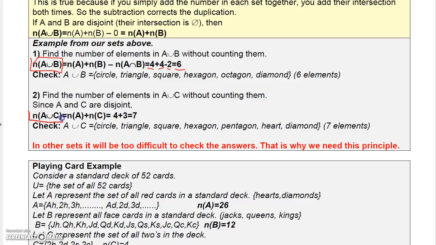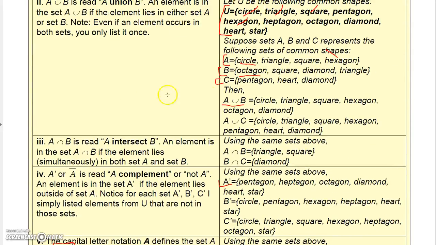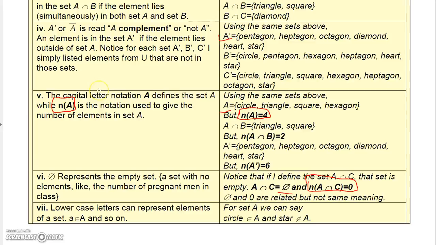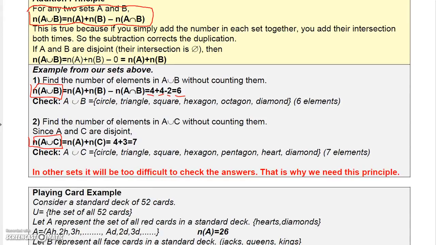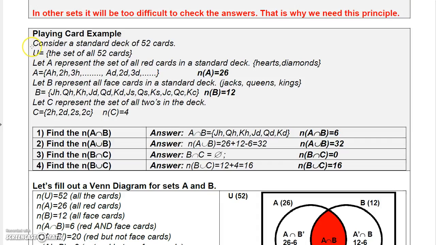So A union C, if you go back and look at A and C up here, well, A had the circle, triangle, square, hexagon, and C had the pentagon, heart, and diamond, and there's no intersection between A and C, so there's no chance of duplicating. So if there's no intersection, then you can simply add the number in A plus the number in C. In other sets, it might be too difficult to check the answers, so we need this principle.